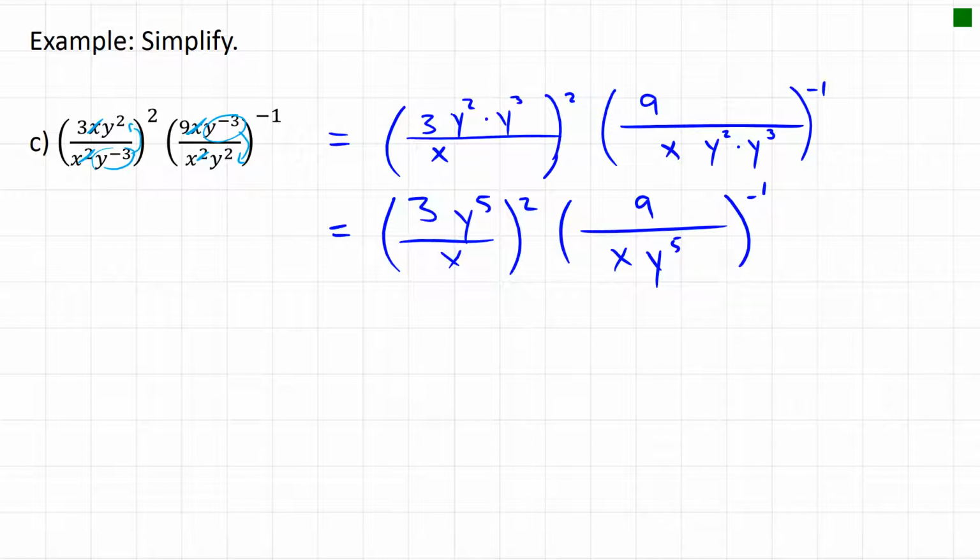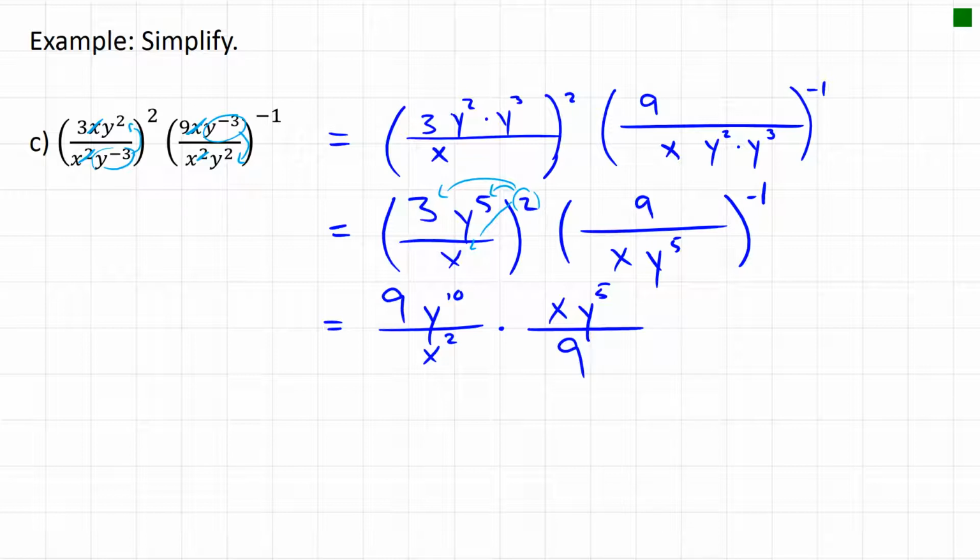And now my next step is going to be, now that my brackets or my fractions are as simple as possible, now I can apply these powers into each piece of the fraction. So 3 squared is 9, y to the power of 5 to the power of 2 is y to the 10, x to the power of 2 is x squared. So that's my first fraction. And my second fraction, the negative 1 just flips it. So now I have x times y to the power of 5 all over 9.